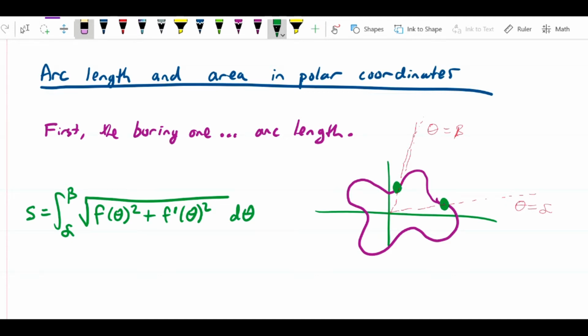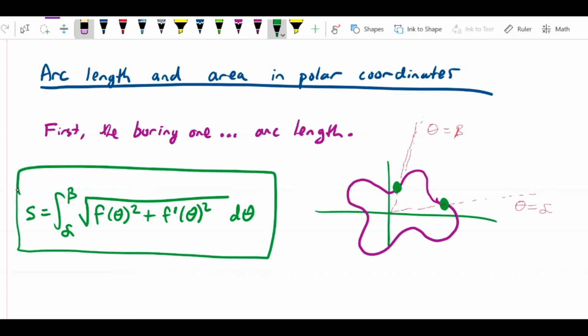The formula for arc length, recall we use lowercase s for arc length, is this. It's s equals the integral from alpha to beta of the square root of f of theta squared plus f prime of theta squared d theta. Understand that since we're always writing equations in the form r equals f of theta, it makes sense that we're going to integrate in the variable theta. That means that alpha and beta are going to be two angles, and then we're going to integrate a function that gives the radius as a function of the angle.